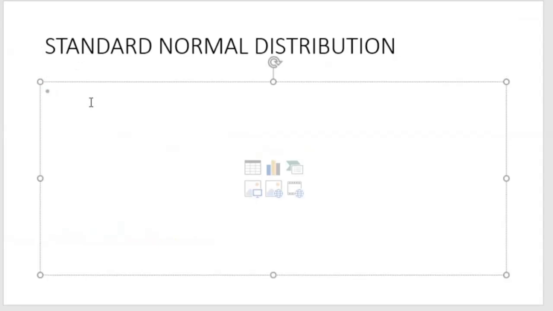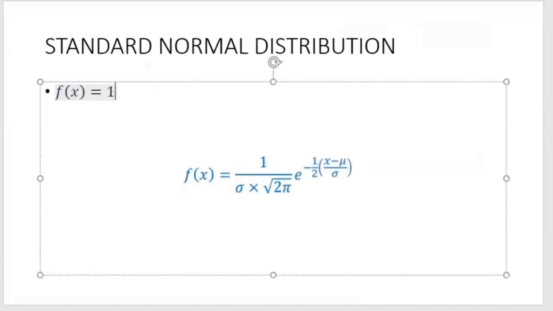So you see, writing it as f of x. f of x is equal to 1 by square root of 2 pi into e power minus z square by 2.